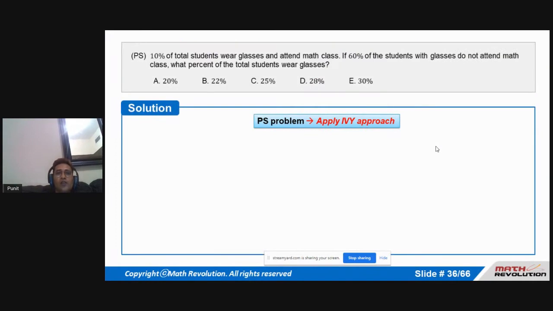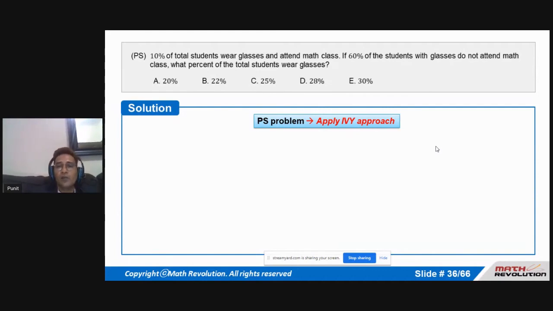10% of total students wear glasses and attend math class. If 60% of students with glasses do not attend math class, they say do not attend and my job is done. They have revealed it's a complementary 2 by 2 table, but it's in percentages. What percent of the total students wear glasses?